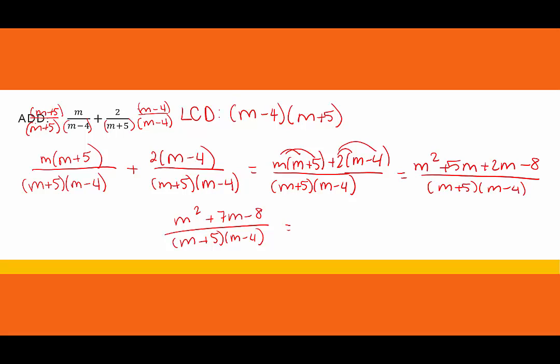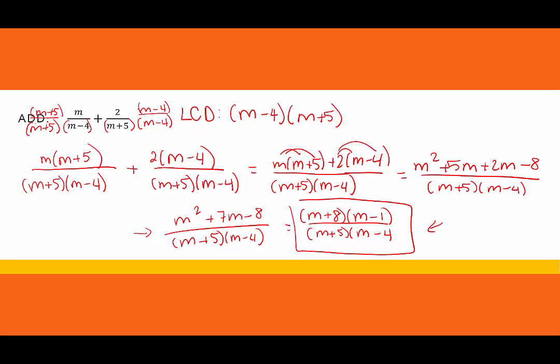Target product is -8, target sum is 7, it is factorable. It would be m plus 8 times m minus 1. However, those two factors don't have any common factors with the denominator, so you could either leave your final answer like this or like this. I would maybe leave this one, it doesn't matter. If your instructor wants you to multiply through, they might ask for that. I don't care, either one of these is fine with me. But that's what we do.